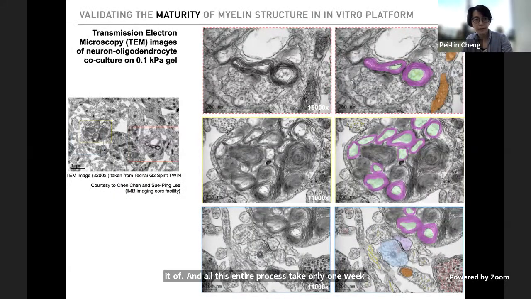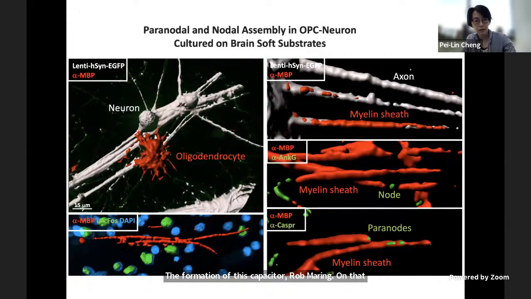So here is this transmission electron microscope. We have confirmed the formation of this compact wrapped myelin lamina in this Prime 4 platform. And we are also able to detect the paranode and the node assembly by the marker Caspr staining or the Cntn1 staining, indicating the fully mature stage of this myelinated axon on this Prime 4.